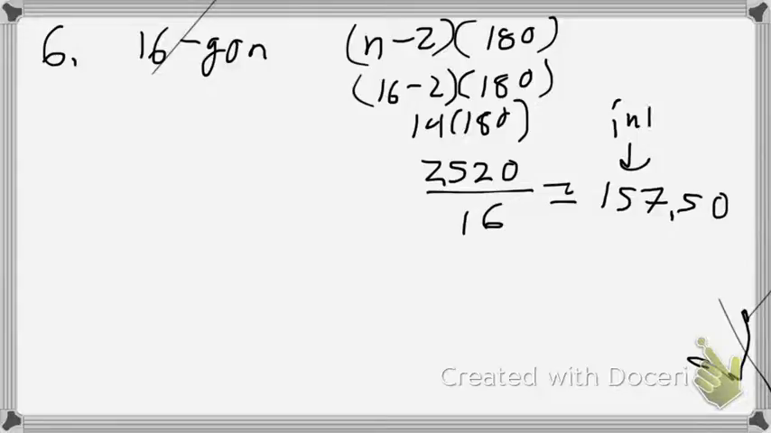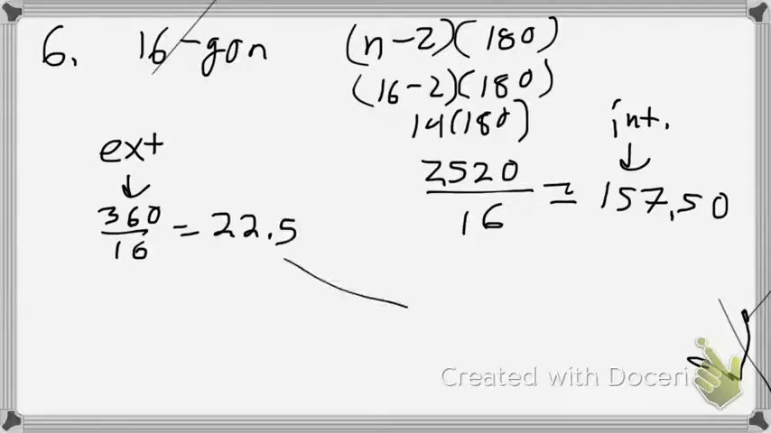So, that's the interior angle. Exterior angle, we're just going to go 360 divided by 16, plug that into the calculator, and we get 22.5. Notice we add those together, get 180, quick check, make sure they're supplementary, good to go. On to number 7.